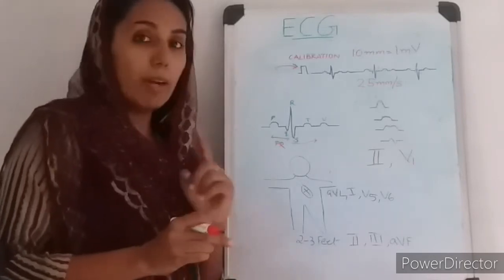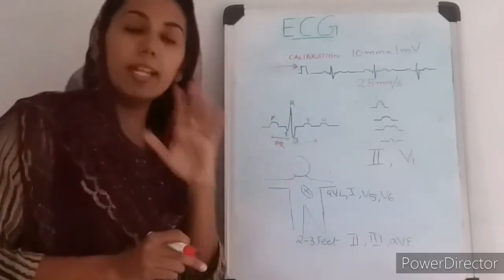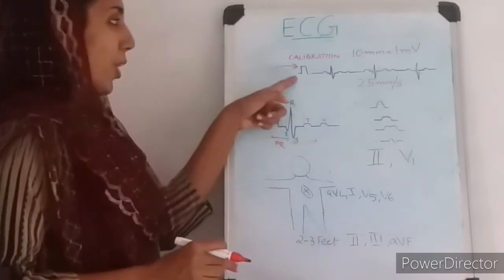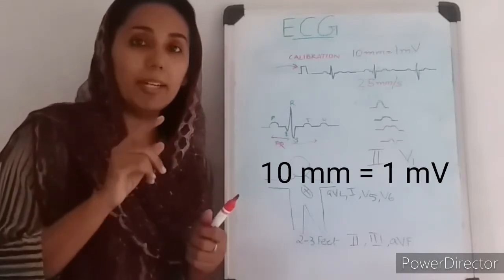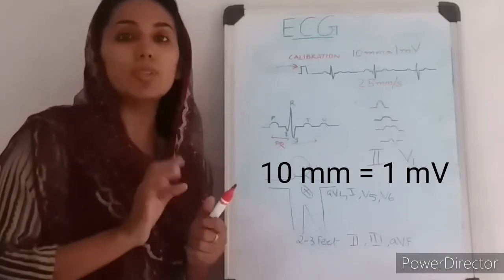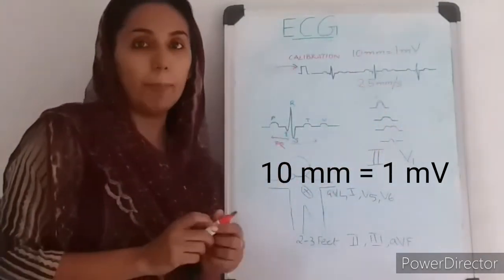Now, we also have to see how the voltage calibration is. If you see any ECG paper, first you will see one square box like this. This shows that it is calibrated in such a way that 10 millimeter is equivalent to 1 millivolt. See here, 10 millimeter is equal to 1 millivolt.